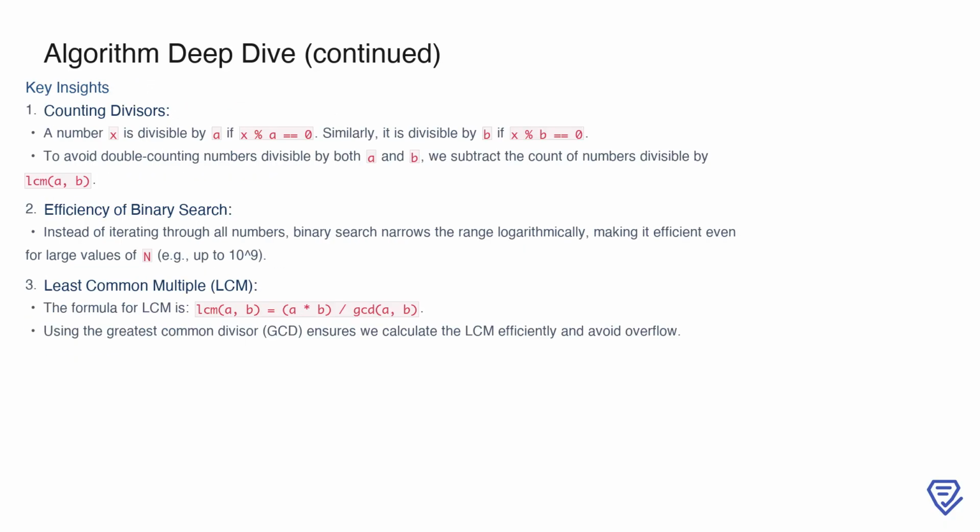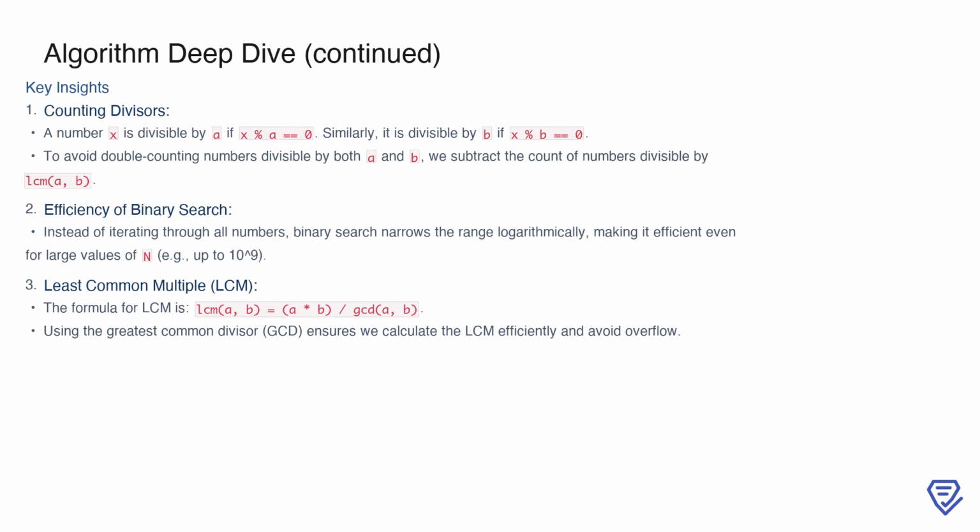To deepen our understanding, we can explore some key insights about the algorithm. First, when counting divisors, a number is divisible by a if the remainder of x % a is 0, and similarly for b. However, numbers divisible by both a and b are double counted, so we subtract the count of numbers divisible by their least common multiple. This ensures our counts are accurate.